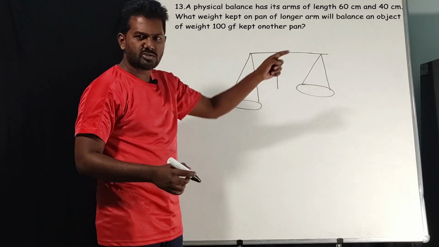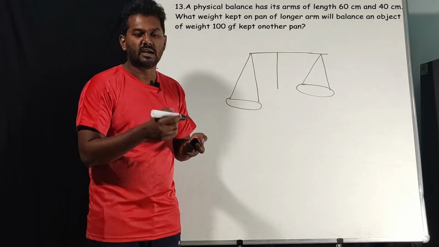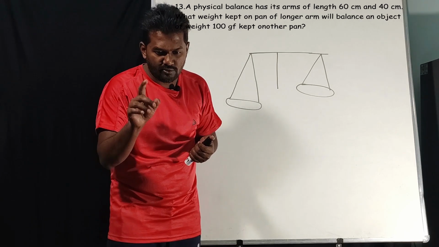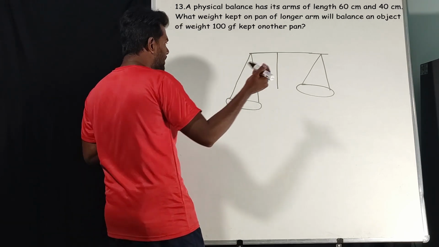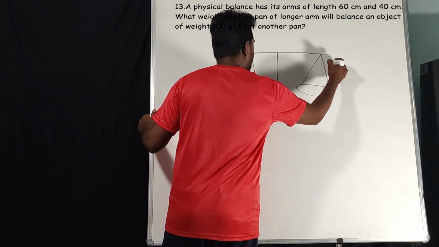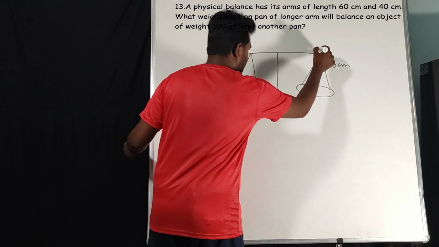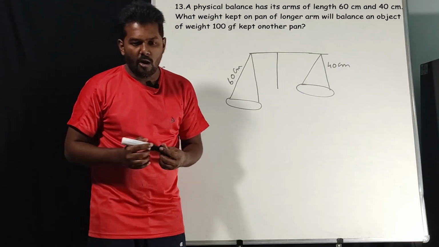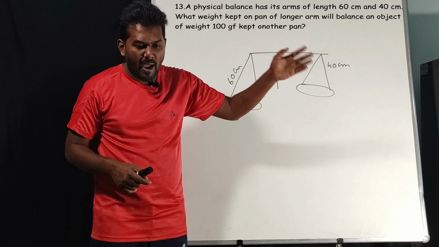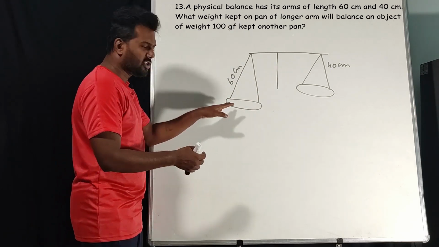Why are the lengths of these two sides not equal? Because that is mentioned in the question. See, a physical balance has arms of length 60 centimeter and 40 centimeter. Assume this is 60 centimeter and this is 40 centimeter, the length. What weight should be kept on the pan with the longer arm? This is the longer arm.